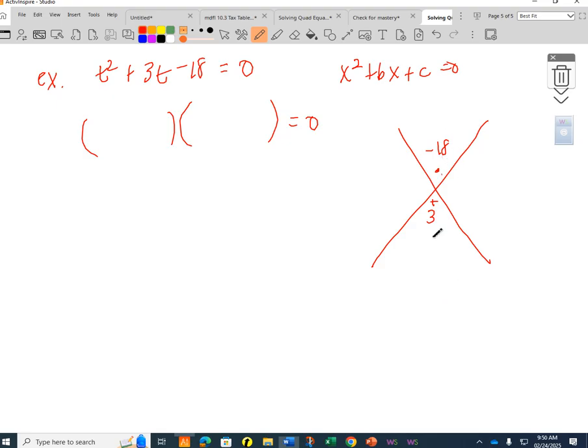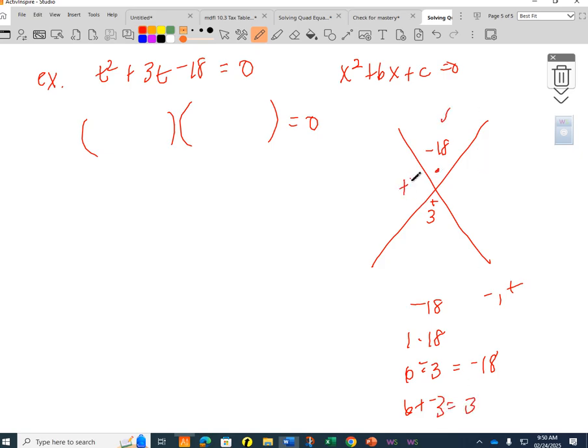Alright, so we're looking for factors of 18 now. What are the signs on these factors going to be? Perfect. One's going to be negative, one's going to be positive. So 1 and 18. Basically you can subtract them to see. Perfect. 6 times 3 is 18, and 6 times negative 3 gives us negative 18. So 6 plus negative 3 is a positive 3.